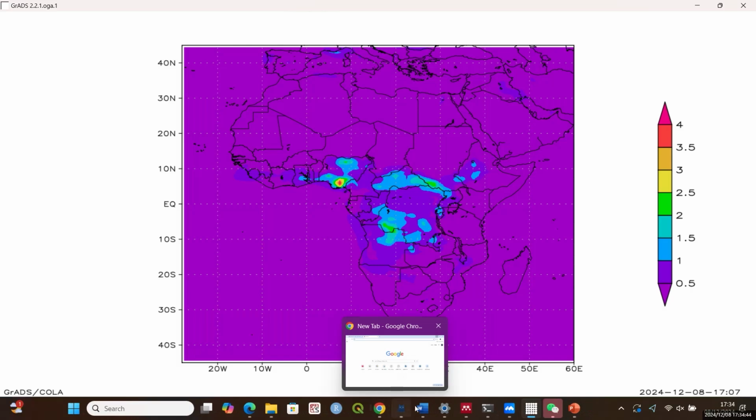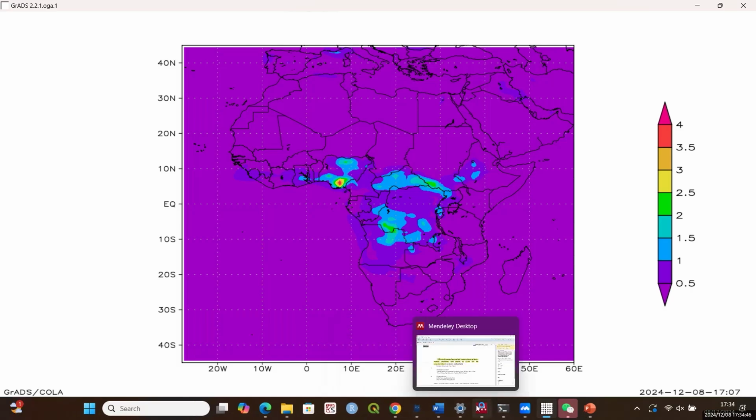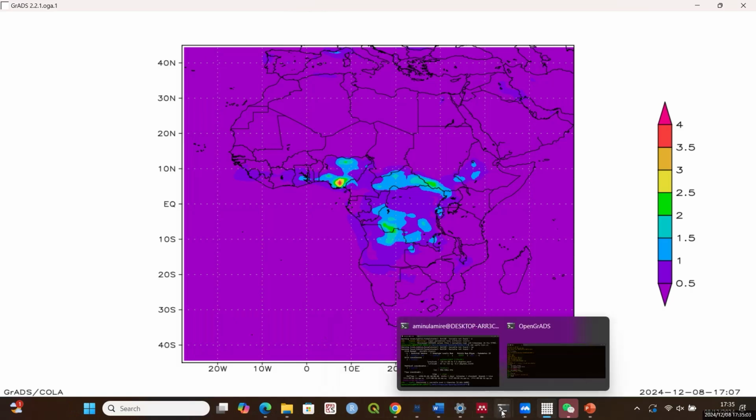Okay, so let's try to display our correlation. We have done mean bias. We have done root mean square error. Let's try to do correlation. Correlation is just an inbuilt command. It's different from those other things where you have to do this and that. So let's try to display.